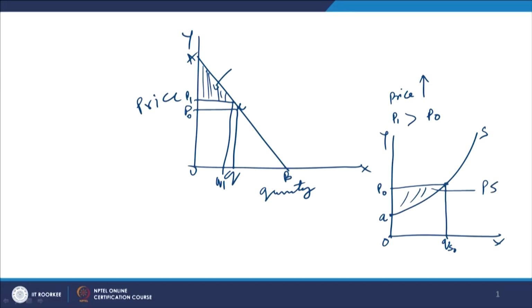Now, if the market price increases, then quantity supplied also increases and producer surplus now becomes larger. So, obviously the producer would like to have a higher price for their product because it will increase their producer surplus, and the consumer would like to pay a lower price because if the consumer pays less, it will increase their consumer surplus.